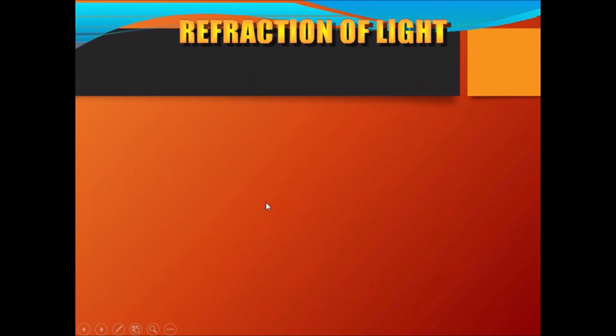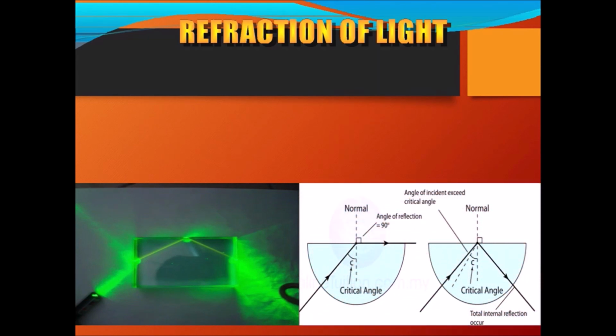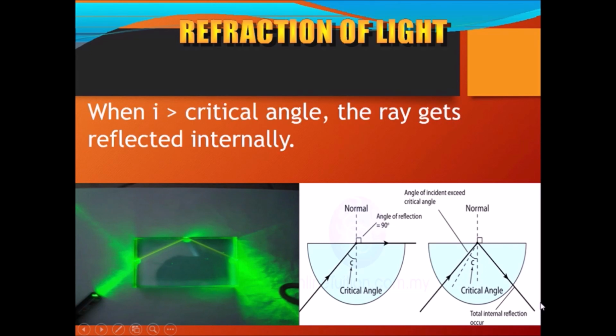Moving on next, everybody, here we're talking about something very important. You can see here again, this is the critical angle because the angle of refraction is 90 degrees. This angle is obviously more than the critical angle, so it got internally reflected. So when I is more than the critical angle, the ray gets reflected internally. Here this angle is more than this critical angle, you can see that. Here also it might have achieved more than the critical angle, that is why it is getting reflected internally. So this is called total internal reflection.